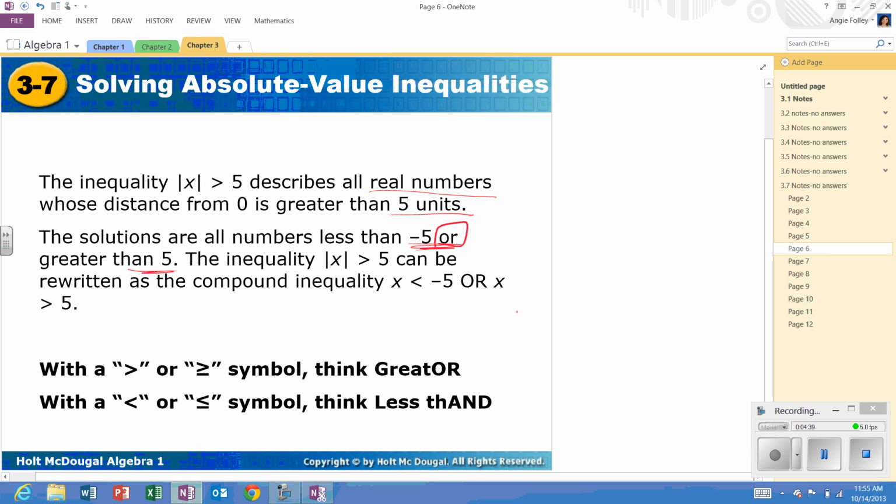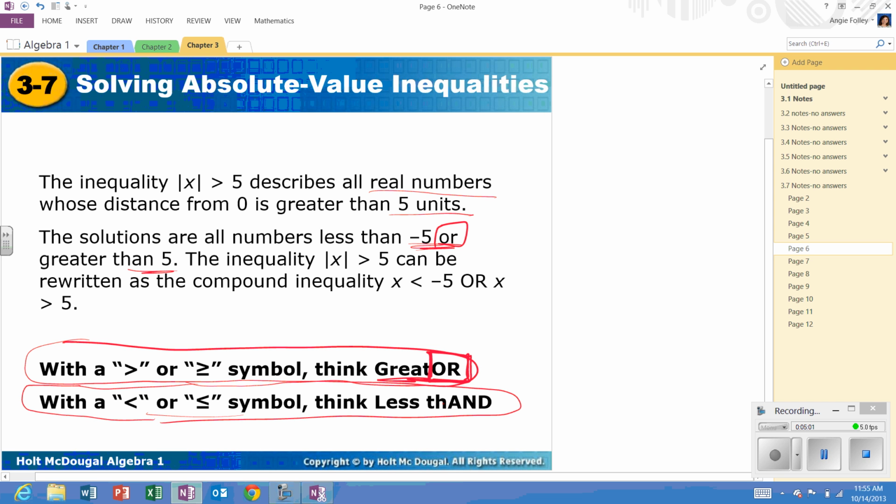So there's two different absolute value inequalities here. When it's written with the absolute value greater than or greater than or equal to, we think of it as "great-or". So it's going to be an or, okay? When you see that the absolute value that's isolated is less than or equal to, that's when we think "less-than", less, and. So that's our memory aid to figure out which type it is. This is a lot easier, I think, if I show you an example, okay?